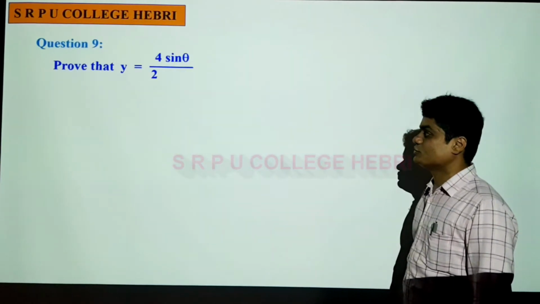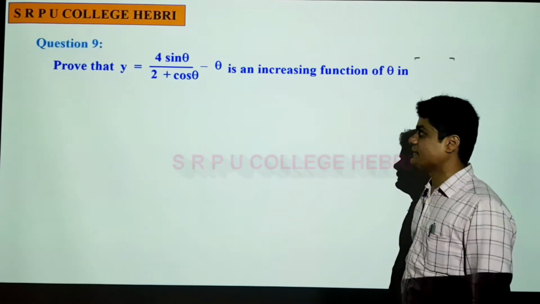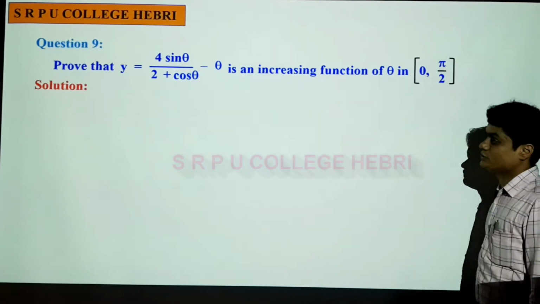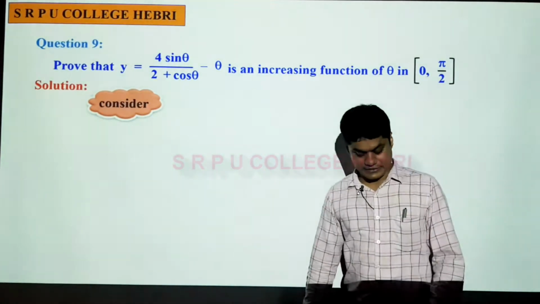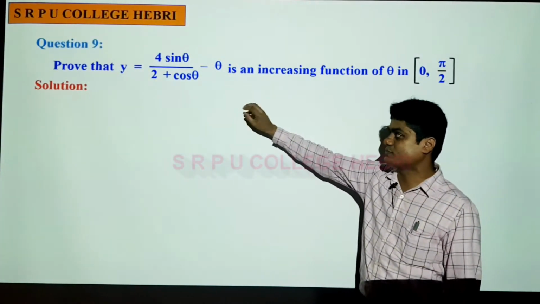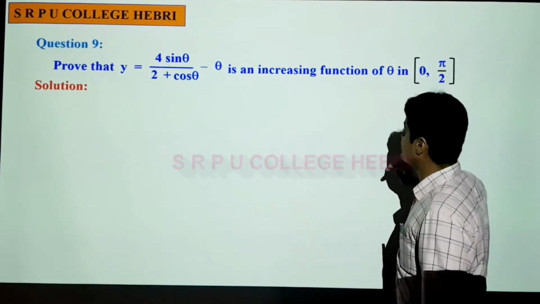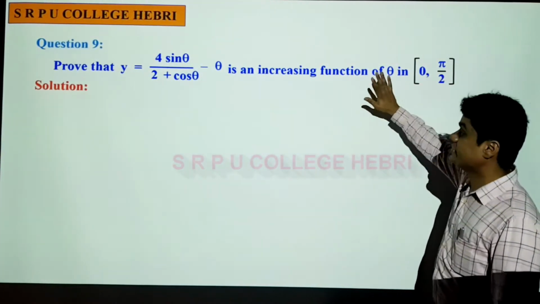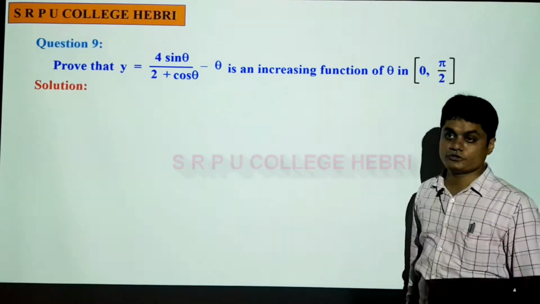Prove that y is equal to 4 sin theta by 2 plus cos theta minus theta is an increasing function of theta between 0 to pi by 2. Okay? This is again, simplification-wise and differentiation-wise, maybe difficult, but the answer is very easy to get. It is very easy to prove that it is increasing in the interval 0 to pi by 2.